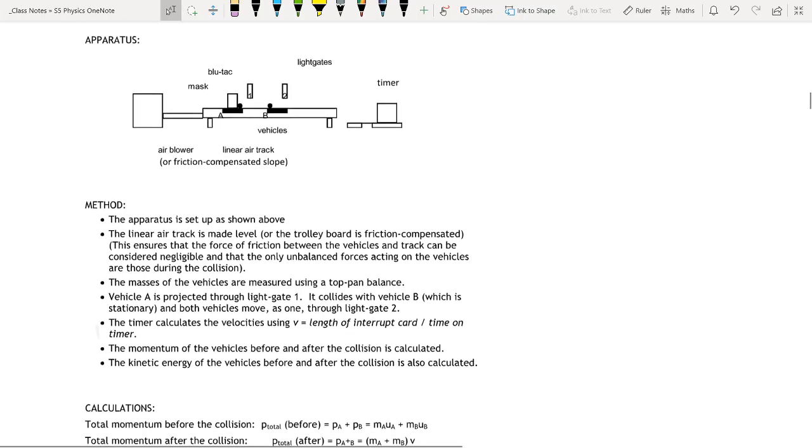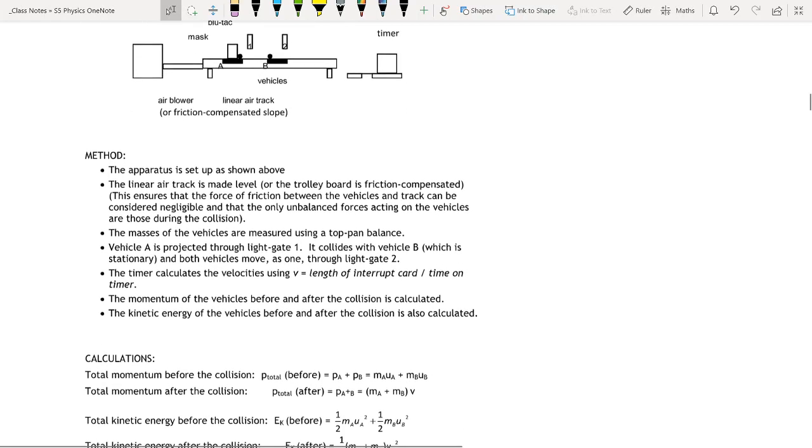So you set up the apparatus, the linear track is made level, or you use a friction compensated one, which is ours. The masses are measured using a top pan balance. Vehicle A is projected through light gate 1. It collides with vehicle B, which is stationary, and both vehicles move as one through light gate 2. The timer calculates the velocities using the length of the interrupt divided by the time on the timer, and the momentum of the vehicles before and after the collision is calculated. Kinetic energy of the vehicles before and after the collision is also calculated.